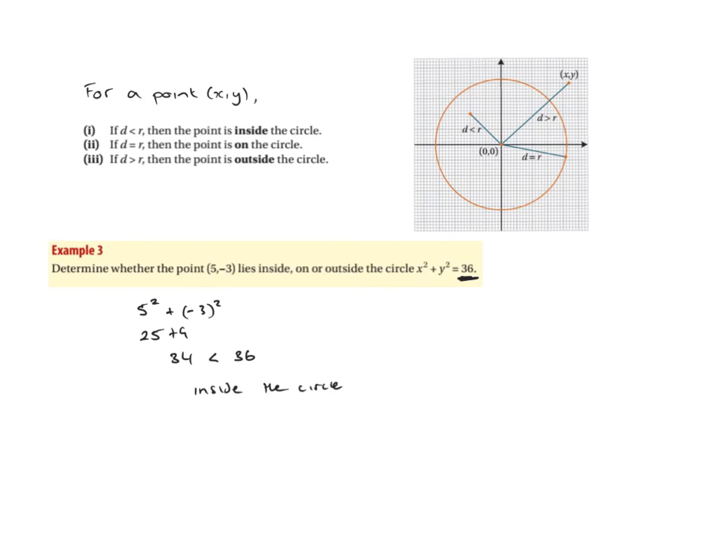Another way we could have done that was we could have worked out the distance from this point to 0, 0. And if it was less than the radius, which it would have been, we would have said it was inside the circle.